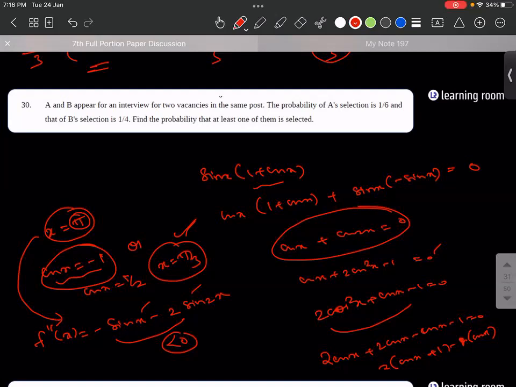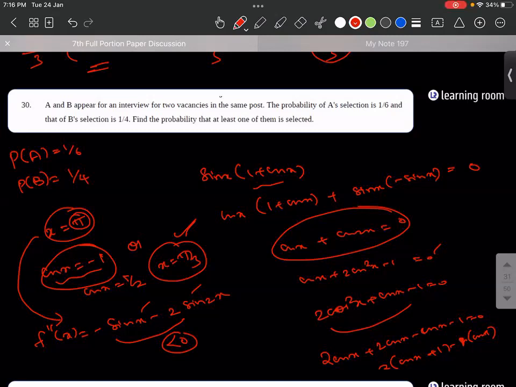Answer for 30th. A and B appear for an interview for 2 vacancies in the same post. The probability of A's selection is 1 by 6. So probability of A is 1 by 6. Probability of B is 1 by 4. Find the probability that at least one of them is selected.